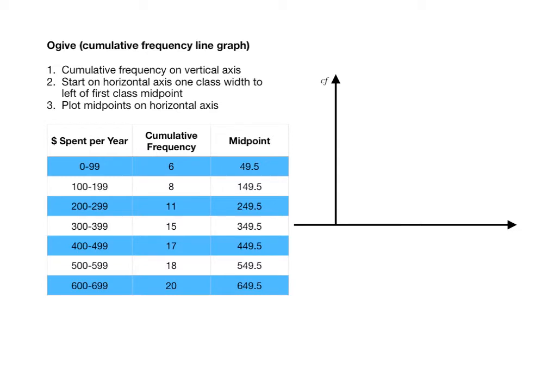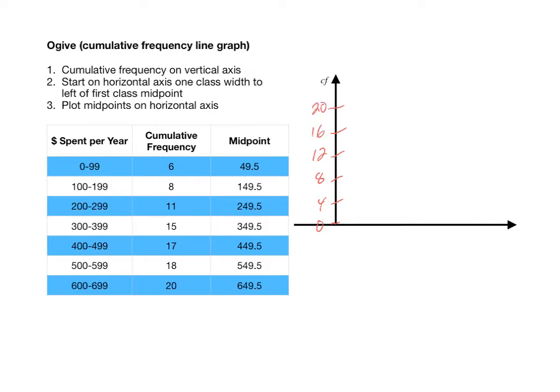So let's first look at our cumulative frequency axis. We need to go all the way up to 20. Maybe we'll jump up by 4s, let's say. So this, of course, is 0 here, 4, 8, 12, 16, and 20.